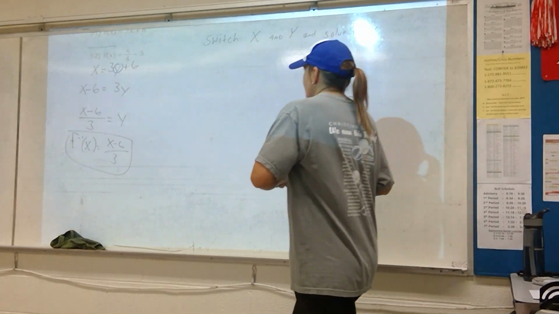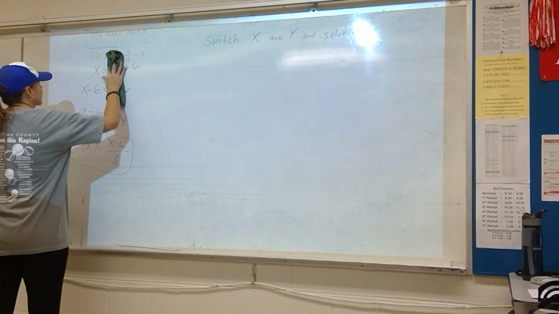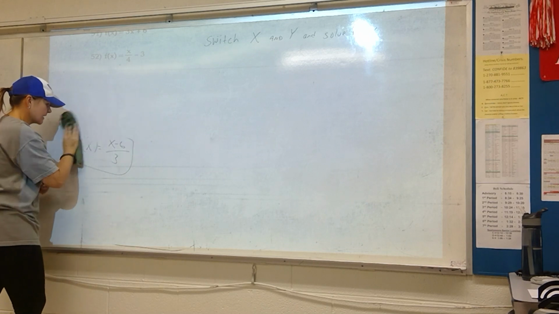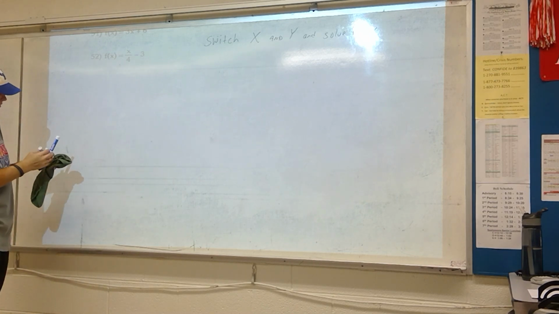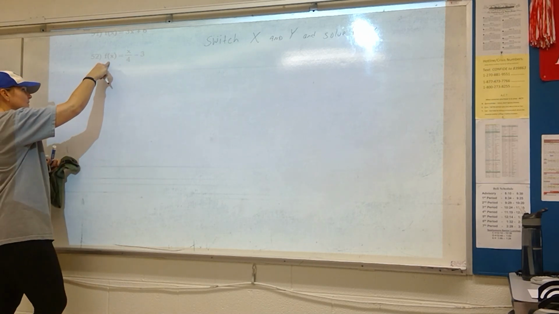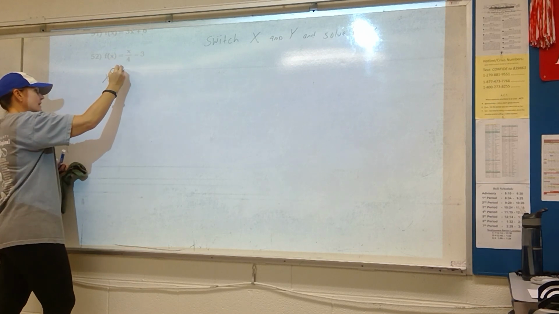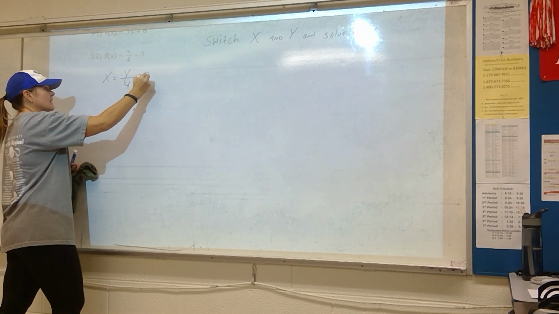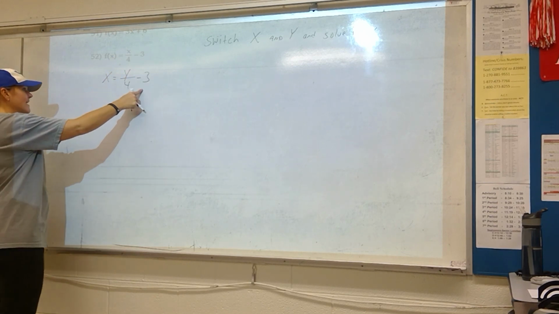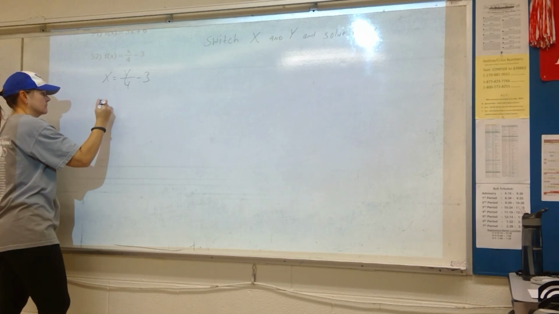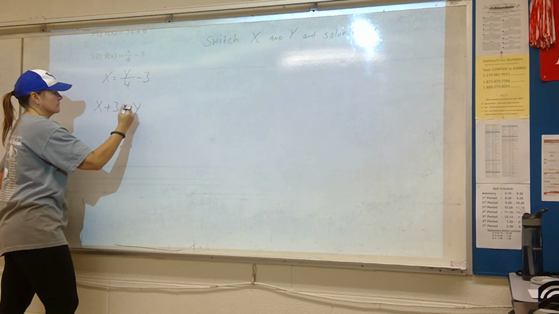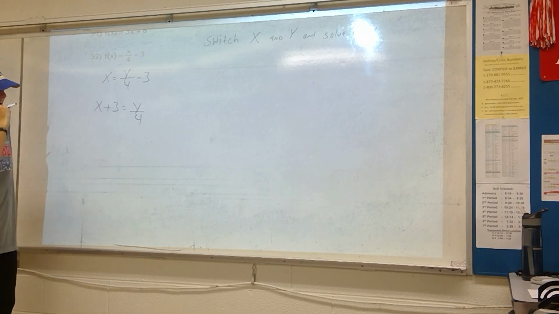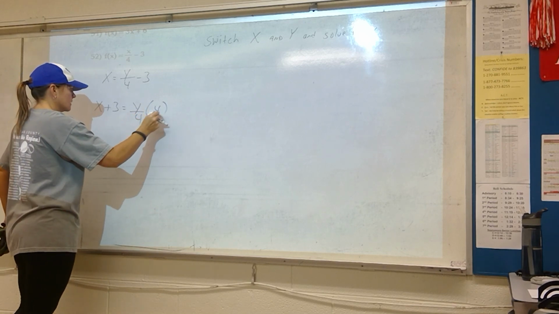This is still a linear function. Okay? Don't let the fractions scare you, okay? Fractions are easy. So inverse, switch x and y. This used to be y, it's now x. This used to be x, it is now y. And now you're going to solve for y. You're going to add 3. And then to get rid of divide by 4, you're going to multiply by 4.